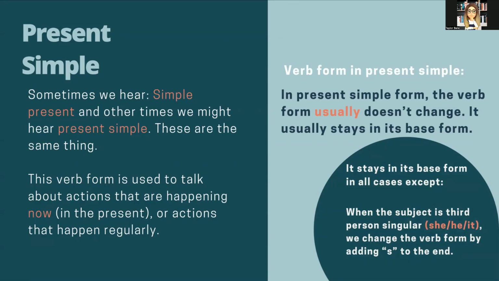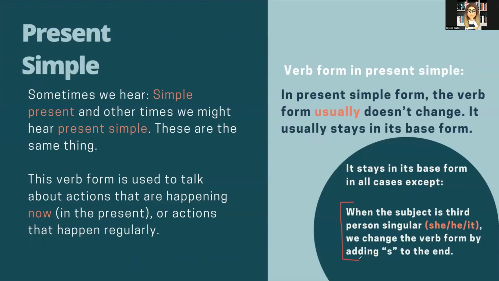When I say I drink coffee every day, then drink is my V1 form, my base form. However, there are exceptions. In English, we have a lot of exceptions to grammar. It stays in its base form in all cases except this following thing. So I'm going to ask you to look and really, really pay attention to this part here.